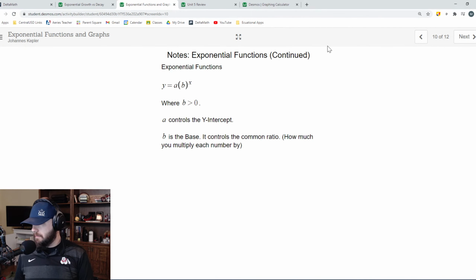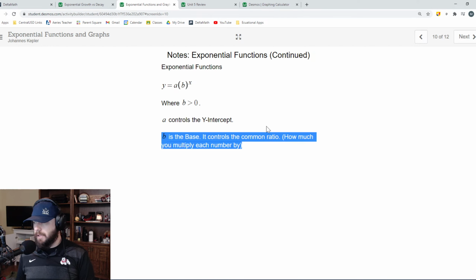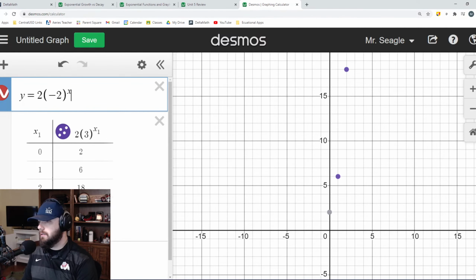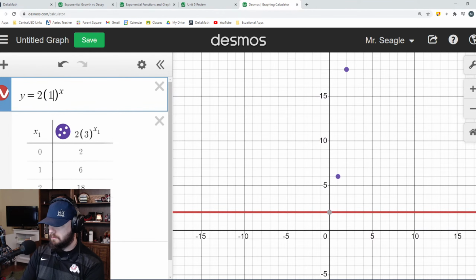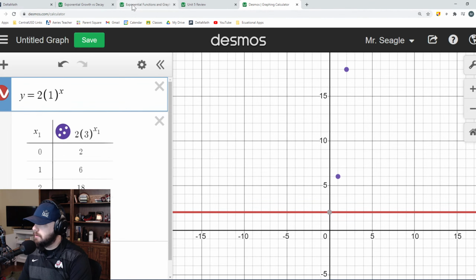And then we just wanted to add that. B is our base. It controls the common ratio, or how much you multiply by each time. So if you're dividing, you're just going to write it as a fraction. If I'm dividing by 3, I'm going to write it as, say, 1/3. But we'll talk about that more later.